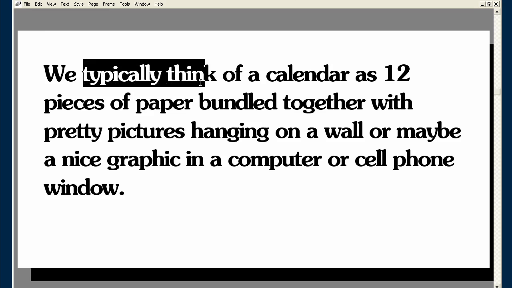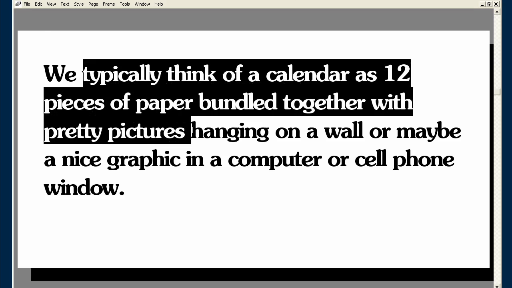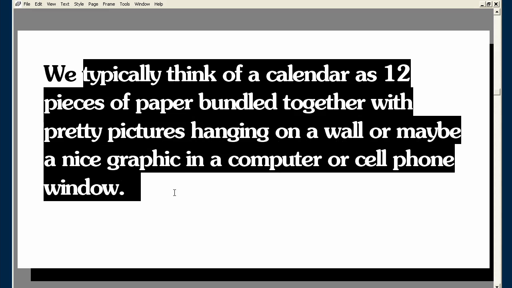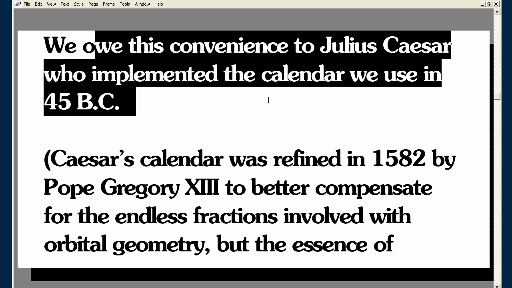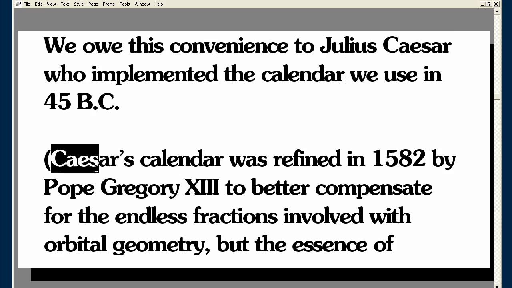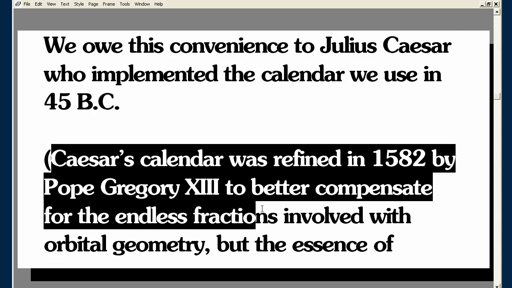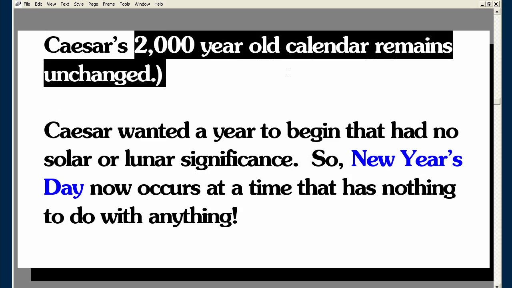We typically think of a calendar as 12 pieces of paper bundled together with pretty pictures hanging on a wall, or maybe a nice graphic in a computer or cell phone window. We owe this convenience to Julius Caesar, who implemented the calendar we use today in 45 BC. Now, Caesar's calendar was refined in 1582 by Pope Gregory XIII to better compensate for the endless fractions involved with orbital geometry, but the essence of Caesar's 2,000-year-old calendar remains unchanged.